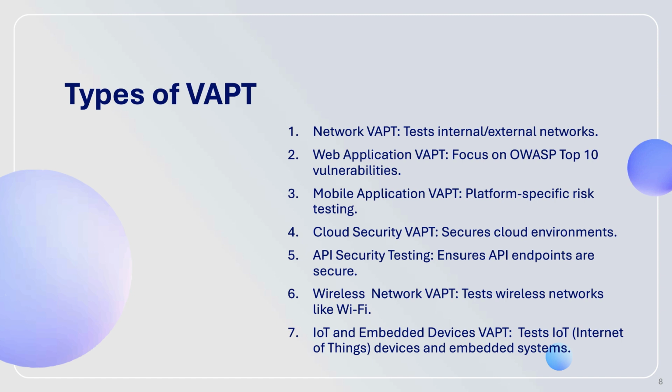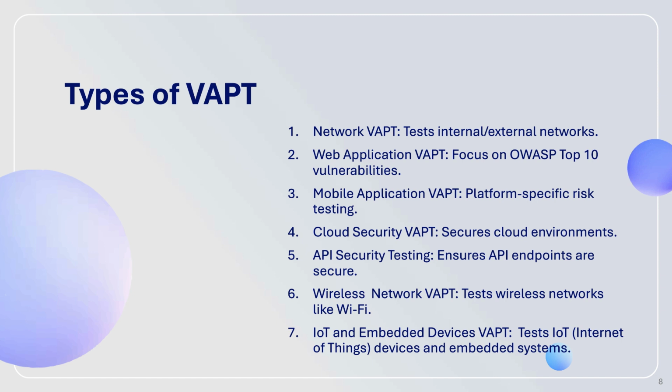Types of VAPT. VAPT can be applied to different areas of an organization's infrastructure. Let me break it down for you. Number one, network VAPT. This tests internal and external networks for vulnerabilities. Number two, web application VAPT. It focuses on web applications, especially OWASP Top 10 vulnerabilities like SQL injection and cross-site scripting.